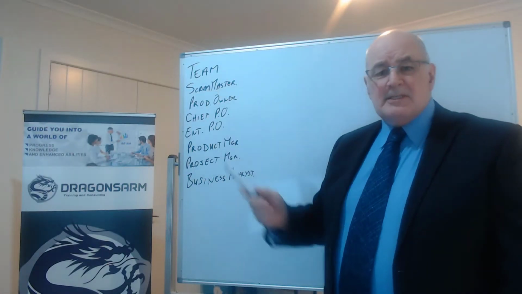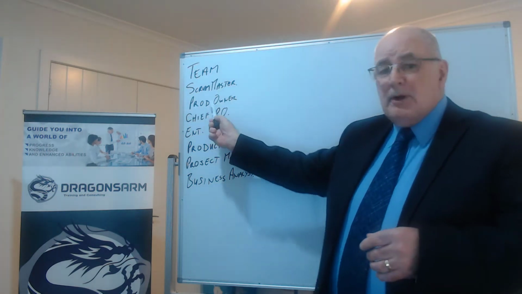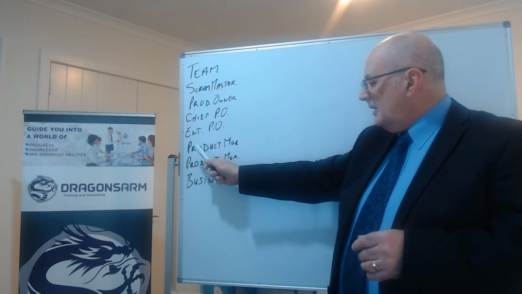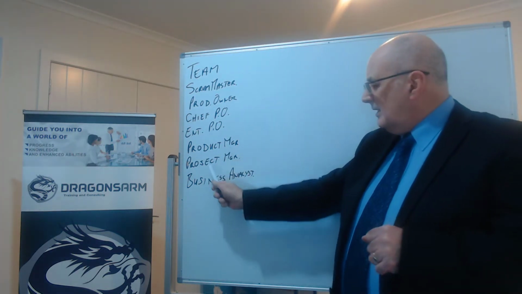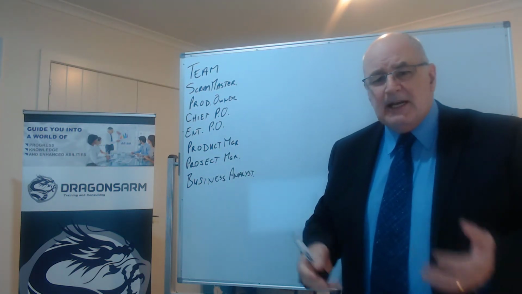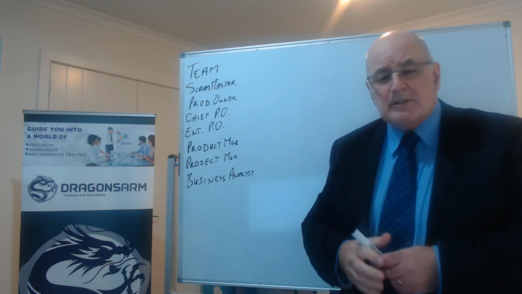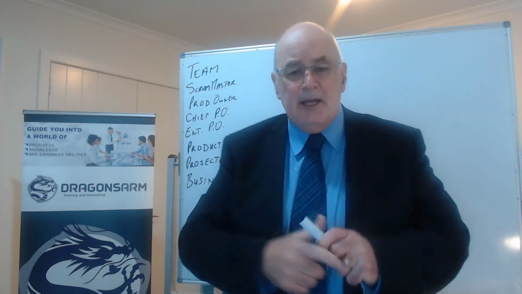There's a number of roles that we take a look at. There's the team itself, then you've got your Scrum Master, your Product Owner. You can go to a Chief Product Owner and an Enterprise Product Owner. You've got a Product Manager. You've got a project manager and a business analyst, and it's the definition of that, how they differ, what is different from that, and I'd like to show you today.